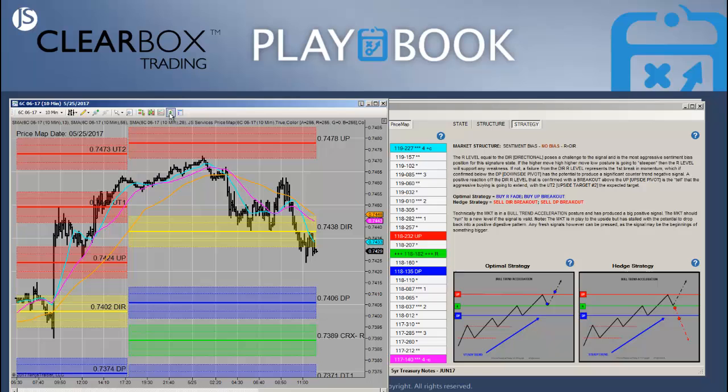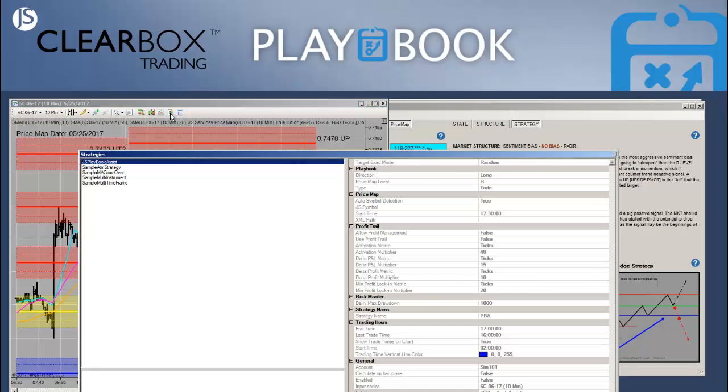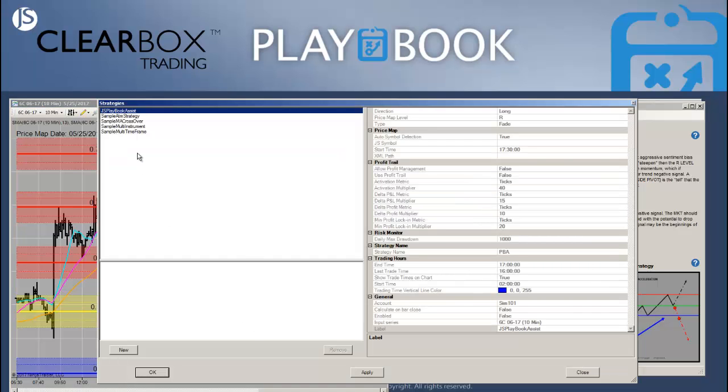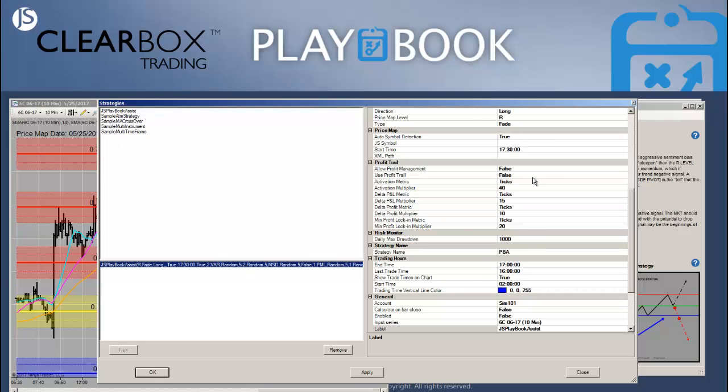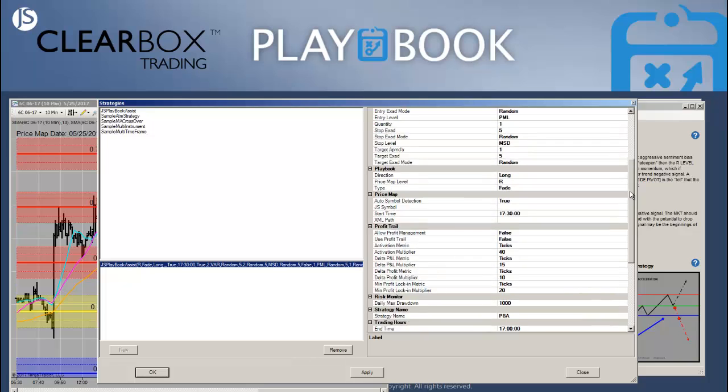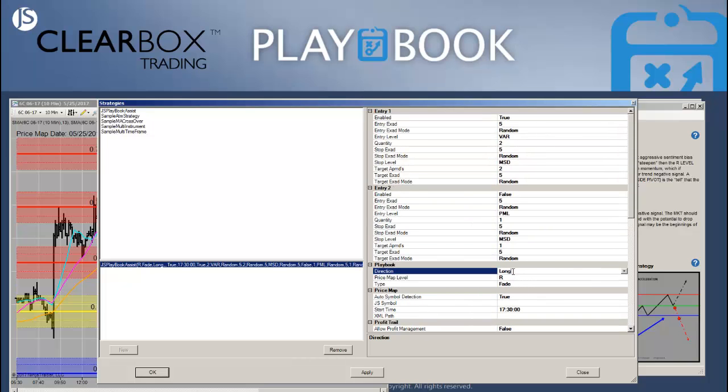The first thing we want to do is come here to the strategies, click that button, and load the Playbook Assistant. So we hit new, and that brings up our trading template. First thing we're going to do is sell this market. We're going to execute a sell DIR fade, so we have short DIR fade. Let's take a look at the entry module.